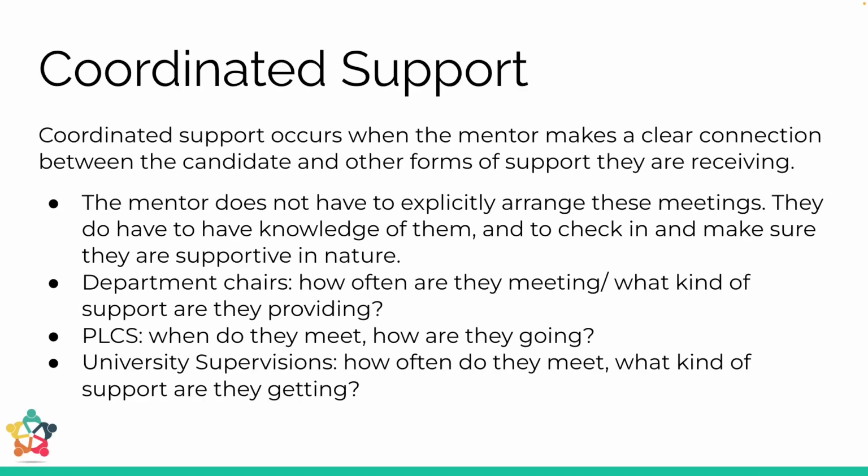Now, coordinated support is what happens when you, as a mentor, are going to make a clear connection between the candidate you're supporting and the other forms of support they are receiving. You, as a mentor, don't have to explicitly arrange these meetings, but you need to have knowledge of them and you need to make sure your candidate is finding these relationships supportive. Some basic places to start would be thinking about, are they meeting with their department chairs? Are they meeting with their professional learning communities or grade level teams? Do they have university supervisors that they're still meeting with?